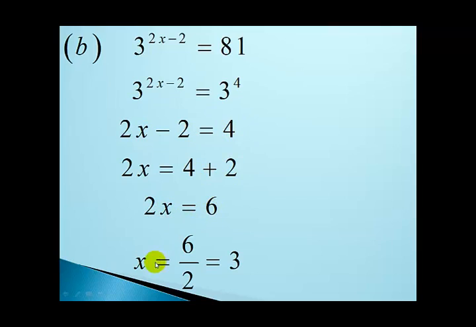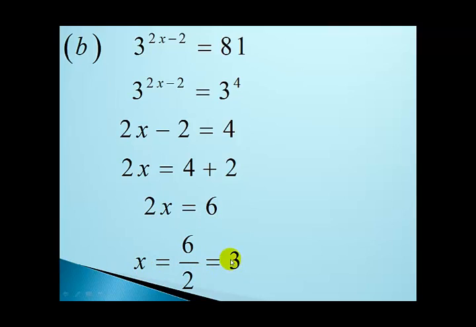Now we are making x the subject. So we have to divide the left hand side by 2. And whatever we do to the left hand side of the equation, we have to make sure we do the same thing to the right hand side of the equation so that the equation will not be changed. And so when we divide 2x by 2, we have x. Dividing 6 by 2, we have 6 over 2, and 6 divided by 2 is equal to 3. This means that the value of x is equal to 3.